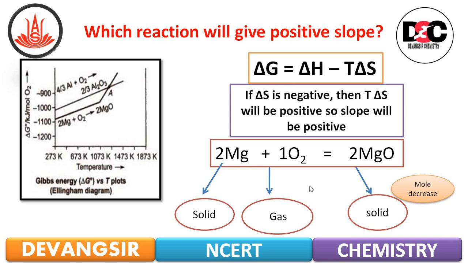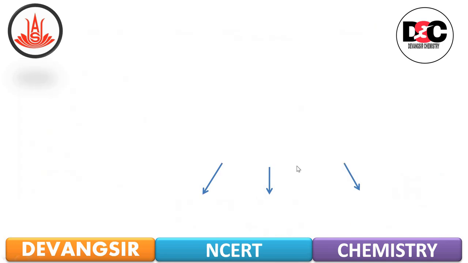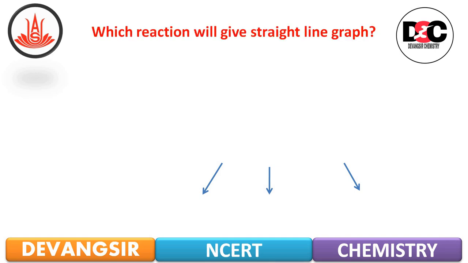So the entropy has decreased, so the slope will be positive. In the previous case the entropy increased, whereas here the entropy has decreased. So the moles of gas decreased, the entropy decreased, and because of that the graph will be positive in slope. Now this is the second condition. Now the third condition: when a reaction will give a straight line graph.